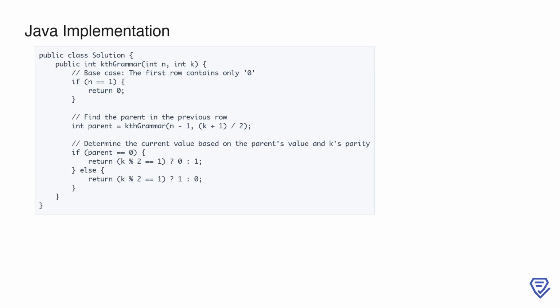This is the Java implementation for the LeetCode problem Kth Symbol in Grammar, problem number 779. The logic mirrors the given Python solution, using a recursive approach to determine the Kth symbol. The base case checks if the row is the first row, which contains only 0. The parent value in the previous row is computed recursively, and the current symbol is determined based on the parent's value and the parity of k. Key Java-specific elements include explicit type declarations and the use of integer division for calculating the parent index.